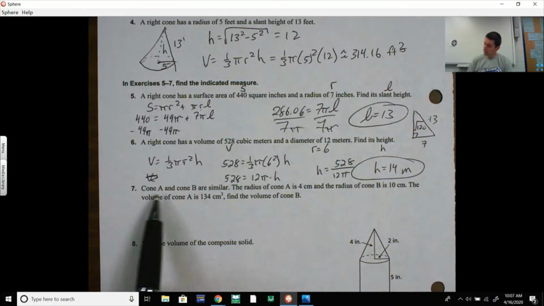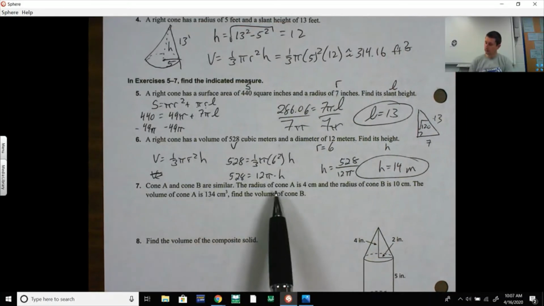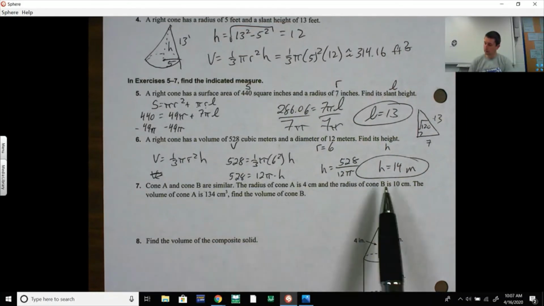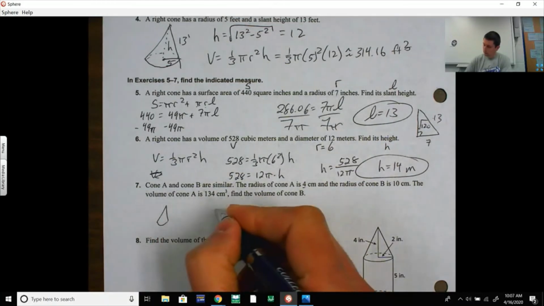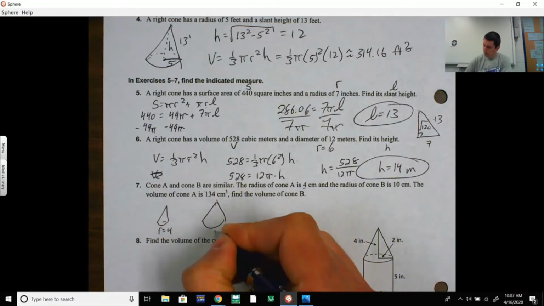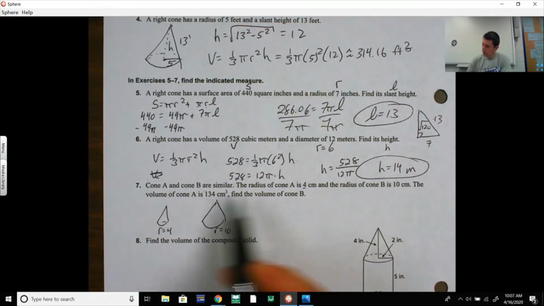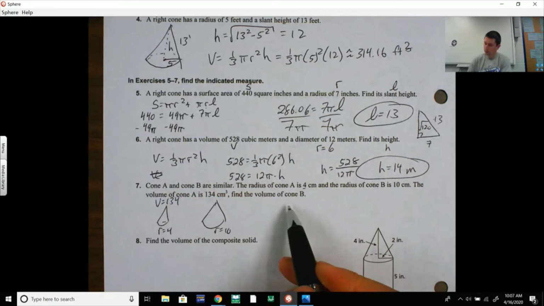Okay, cone A and cone B are similar, so similar shapes, what we've seen before. The radius of cone A is 4 centimeters. The radius of cone B is 10. So we have these two cones, and this radius equals 4, and this radius equals 10. The volume of cone A is 134. Find the volume of cone B.